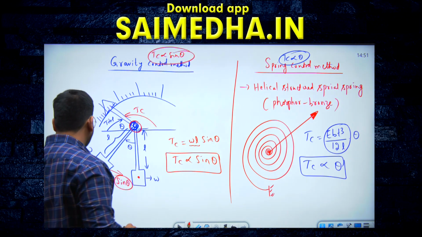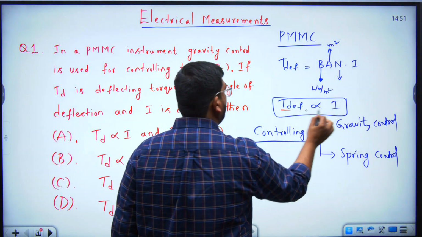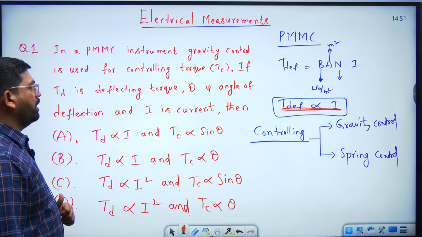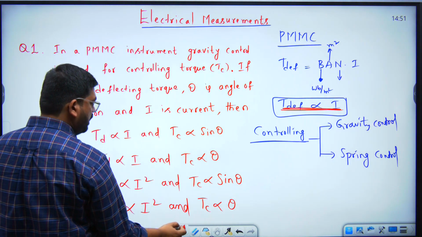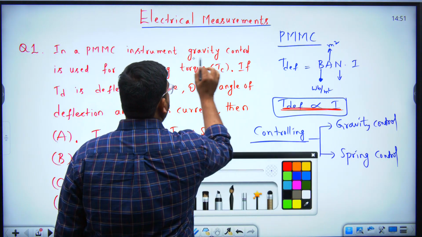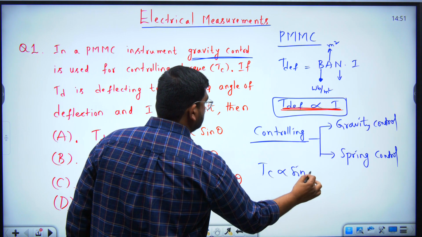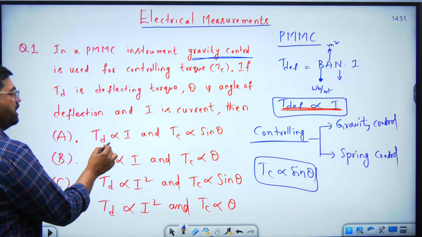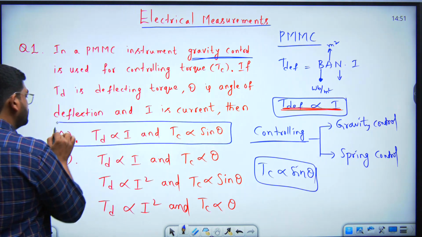So if you observe the question, in a PMMC instrument, deflecting torque is proportional to current flowing through the moving coil. And what will be the controlling torque if it is gravity control method? Observe the word statement here, gravity control method. Gravity control method means TC proportional to sin theta. So the matching option is TD proportional to I, whereas controlling torque proportional to sin theta.